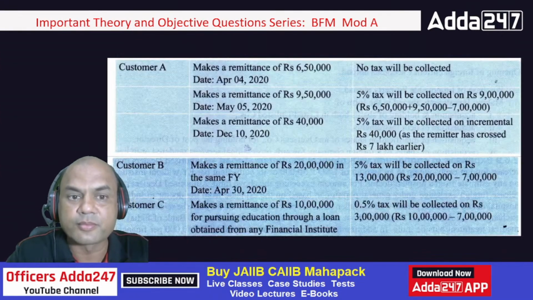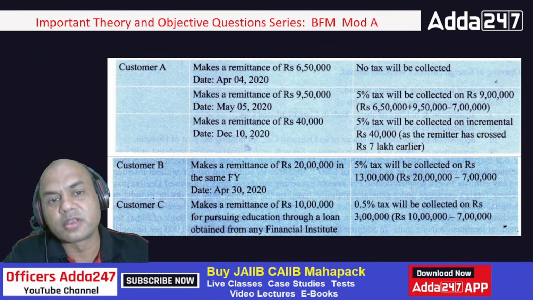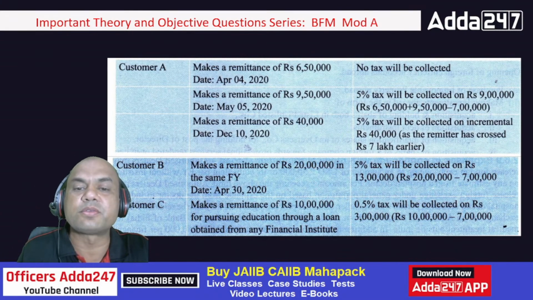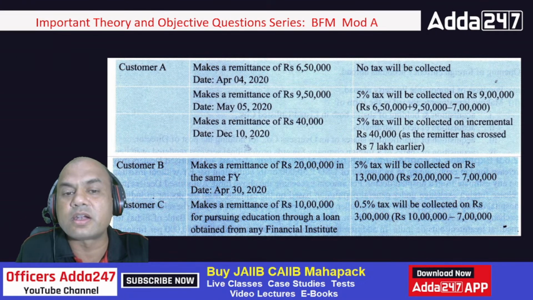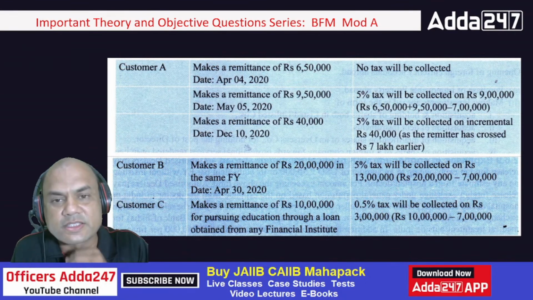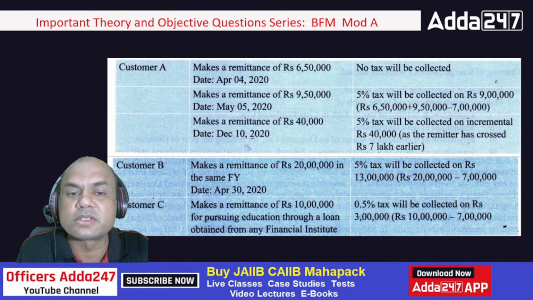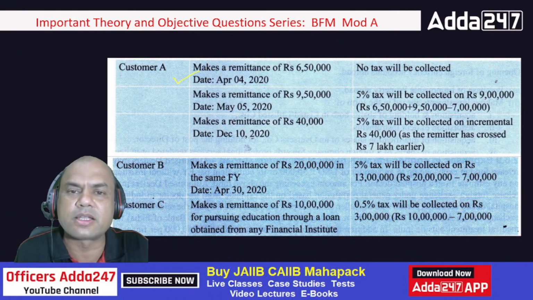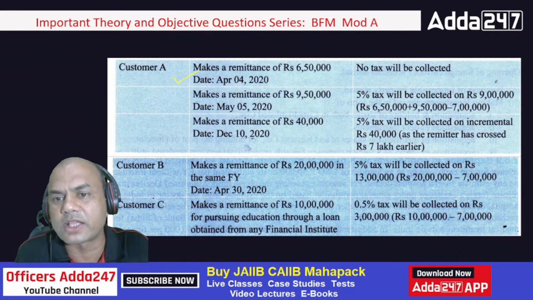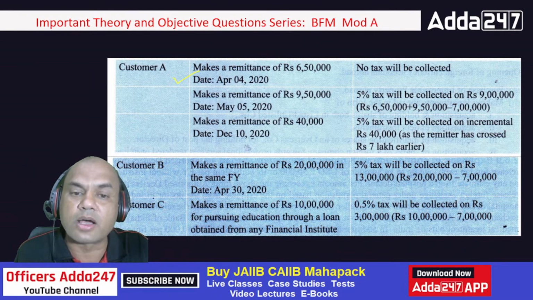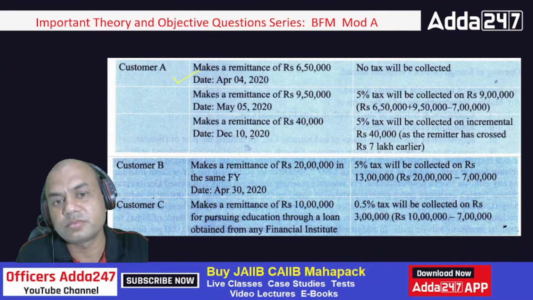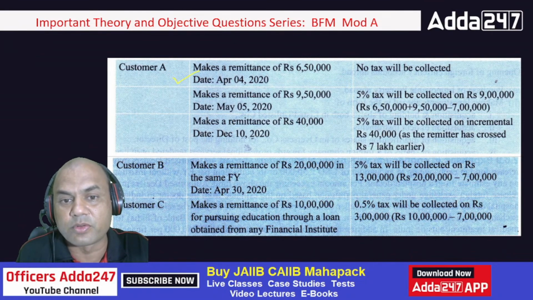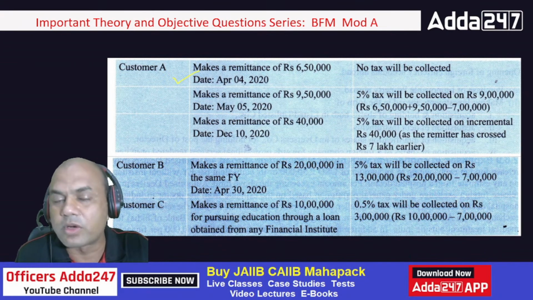Okay. Now let's see one example. Customer A makes a remittance of 6,50,000 on 4th April 2020. See this, the year has started and this is my first transaction. So the bank won't know what I will do further. The bank will just look at this, that okay, 6,50,000. What is the amount allowed? 7 lakh. So no tax will be collected. Now again I come on May 5th. I did this on April 4th. Again I come on May 5th for transferring 9,50,000. Now what happens?